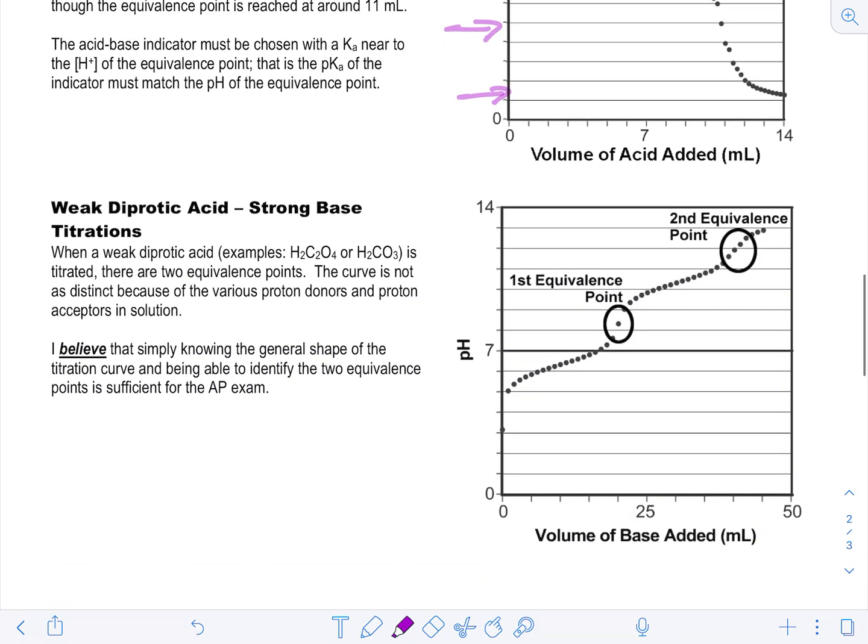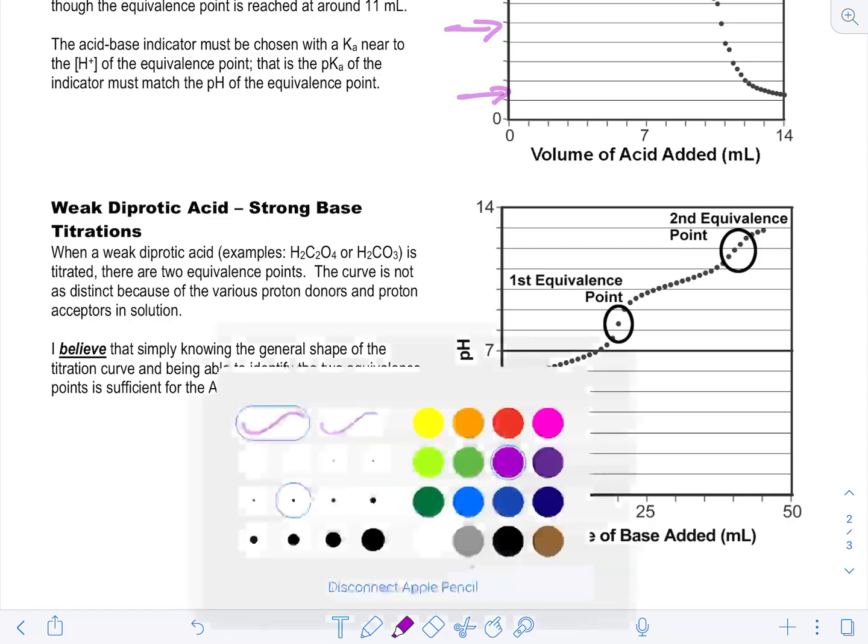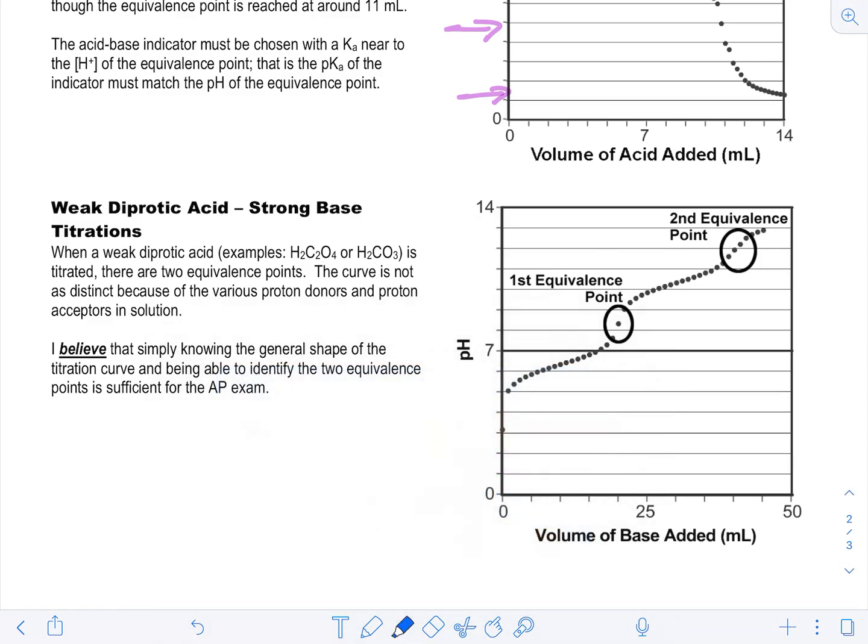Now just to show you for rounding out your knowledge, I will not ask you a question like this on the test, but we do have situations where we have diprotic acids. And notice that diprotic could be oxalic acid or carbonic acid. So they have two hydrogens. And notice that there's two equivalence points because there's two hydrogens that you can dissociate from that acid. Like I said, I'm not going to ask you a question on the test for that.